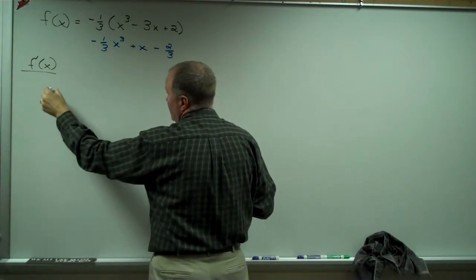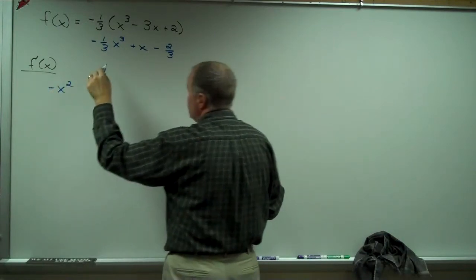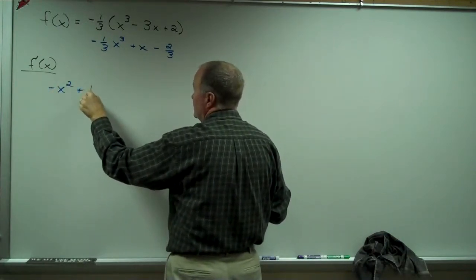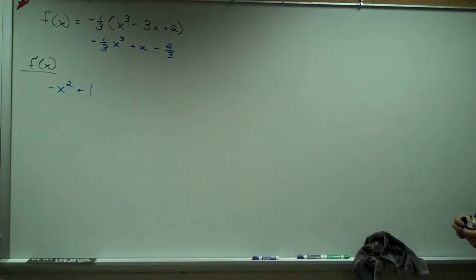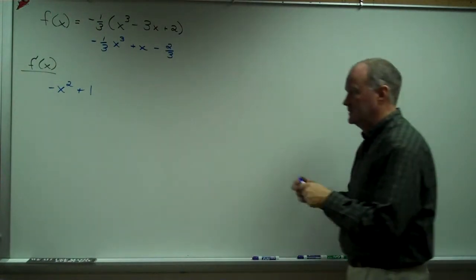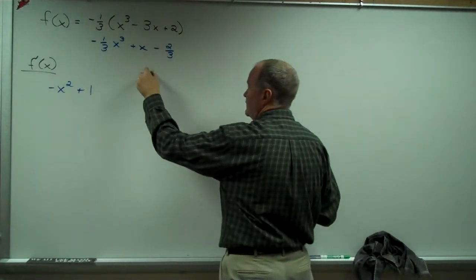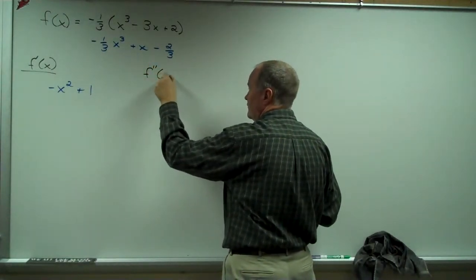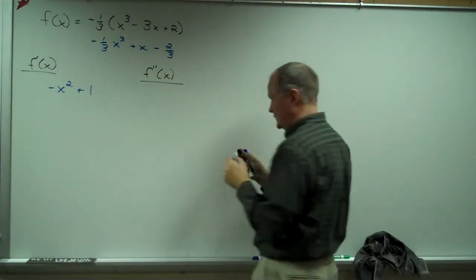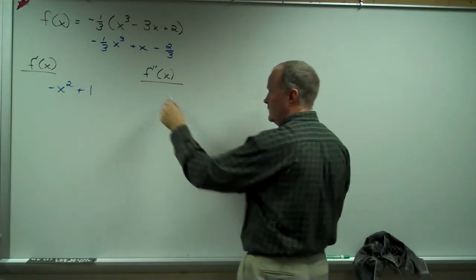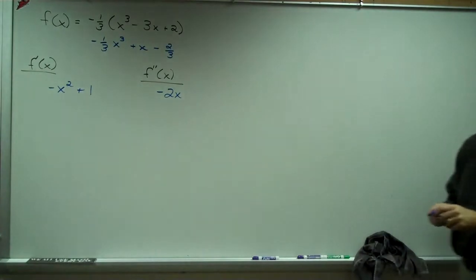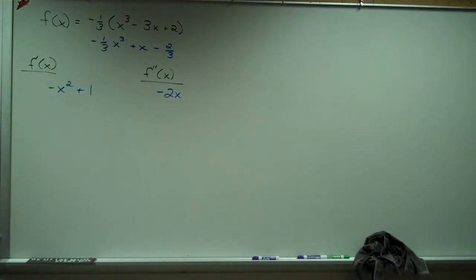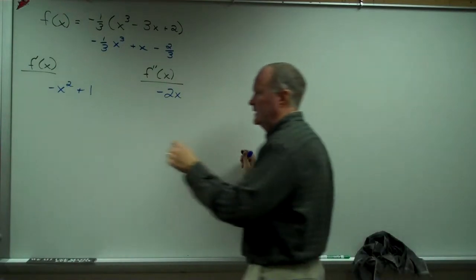Negative x squared plus 1. Wow, that's an easy one. Second derivative: negative 2x. Okay. On to the domain.